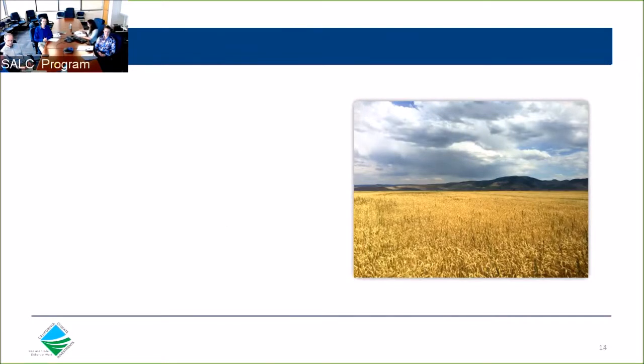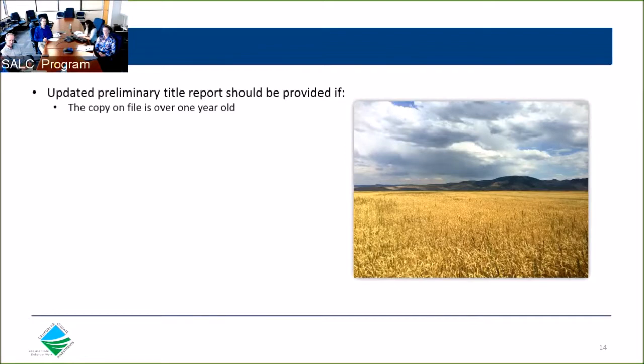So regarding title, the department's title review begins in the application stage and continues throughout the project's life. Your grant manager will work with you to determine which title exceptions will need to be removed prior to close of escrow. If the preliminary title report that you submitted with your application is over a year old, or if you have resolved specific title concerns between the application and now, please submit an updated report at your earliest convenience so that we can reassess whether any concerns remain or any additional concerns have surfaced.